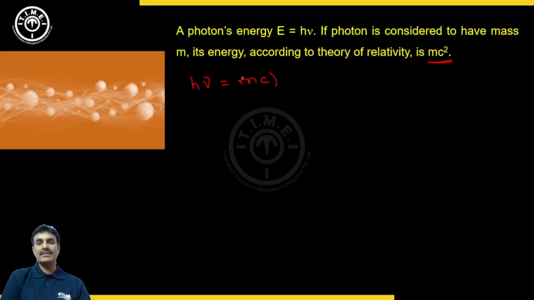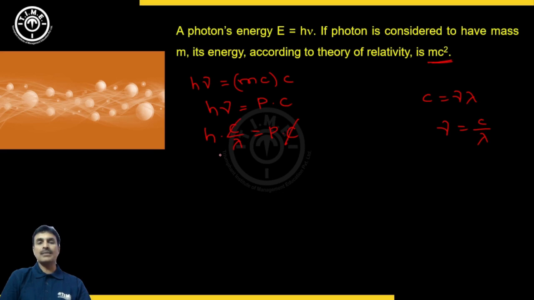So using these two, h nu is equal to mc square. I'll write mc square as mc into c. M into c, mass into speed of light. C is the speed of light. So mass into velocity, that gives momentum. P into c it is. That is h nu. And using the relation c is equal to nu lambda, here nu is equal to c by lambda. Using that, h into c by lambda is equal to p into c.